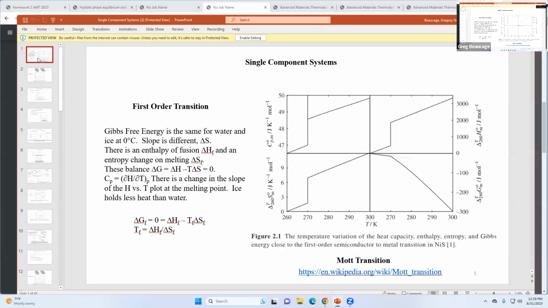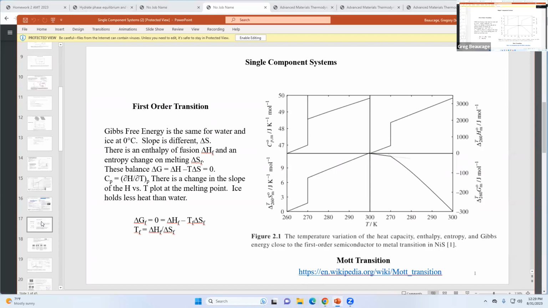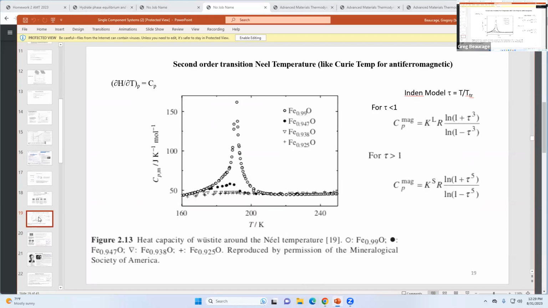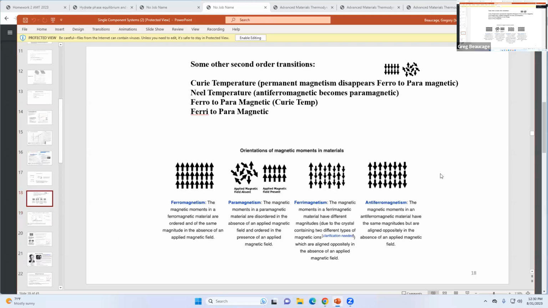Any questions? Oh, I know. Last time someone came up and asked about this. So he goes through this and says the second order, the Néel temperature, is supposed for antiferromagnetic to paramagnetic. So where's our picture of the magnets? So here.